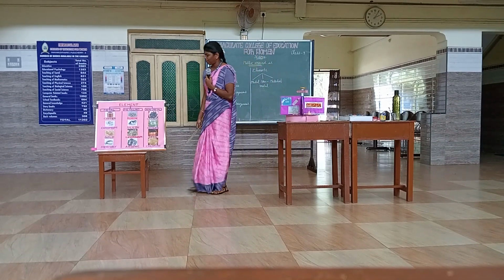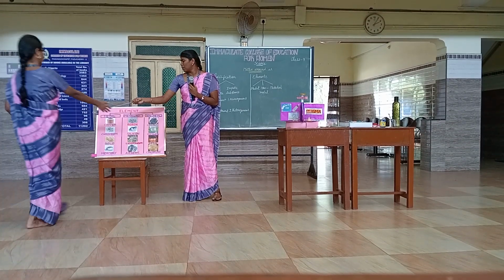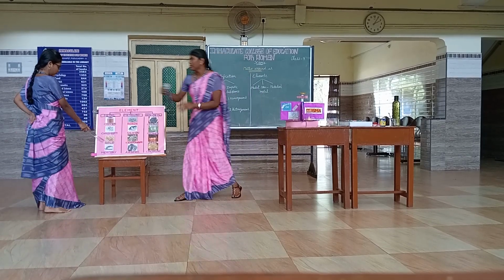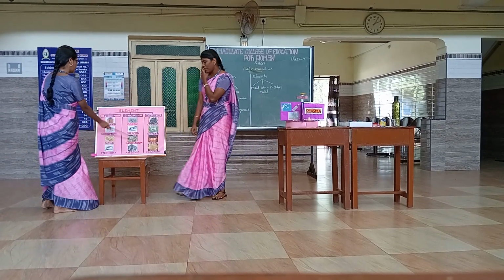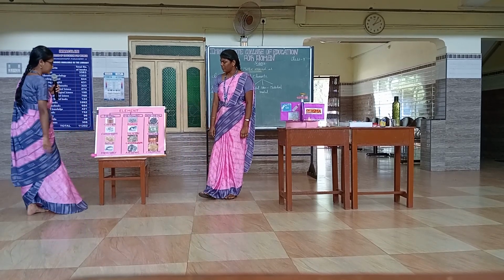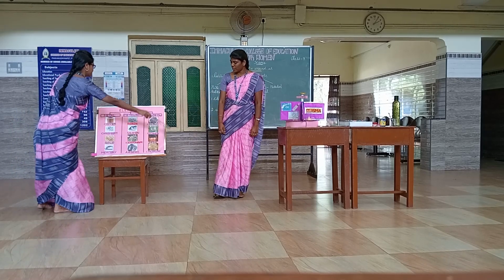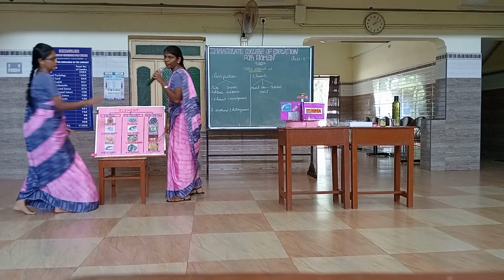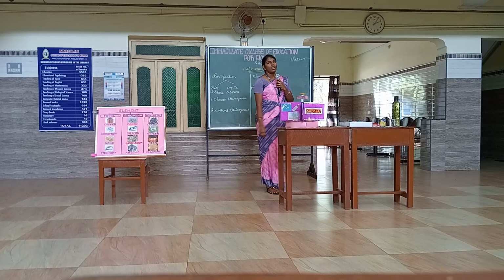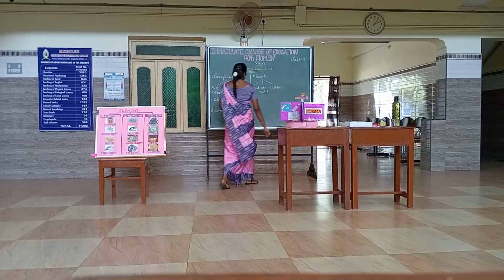Anita, come here. Read all those examples. First, metal. Copper, chromium, mercury. Metalloids, boron, silicon, germanium, arsenic. Non-metals, carbon, oxygen, neon, fluorine. So this is the example for elements. Are you all able to understand this? Yes, ma'am. Okay. The next one.